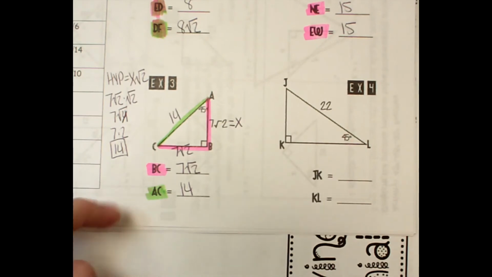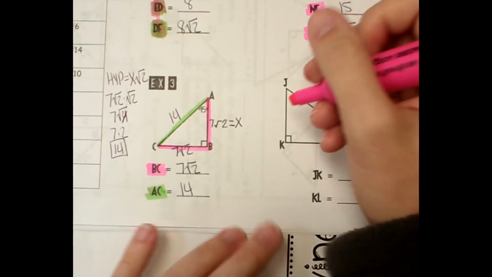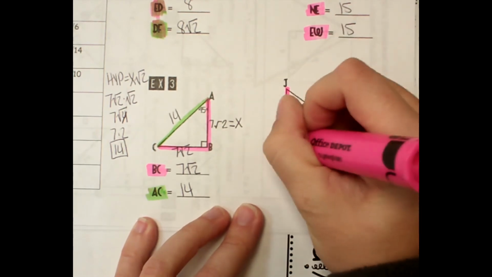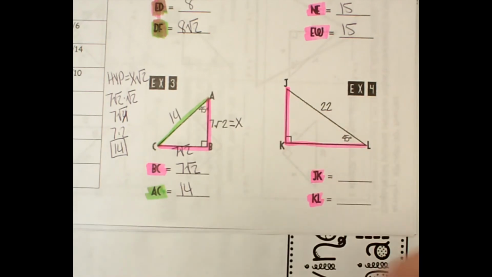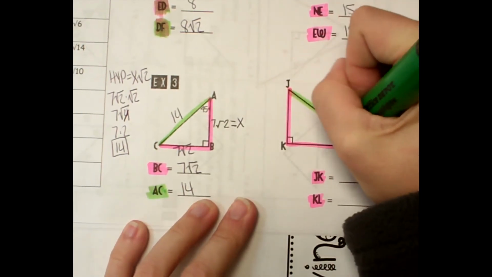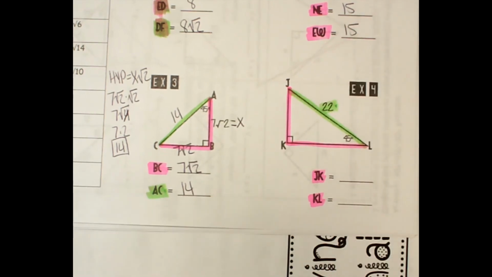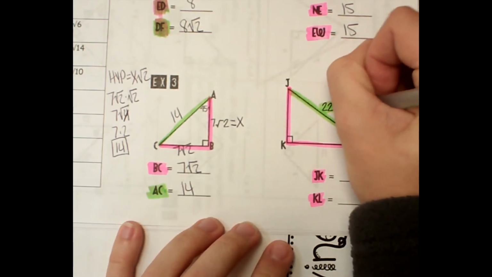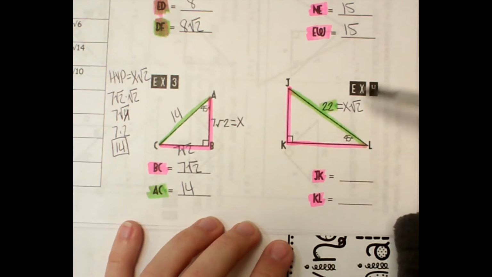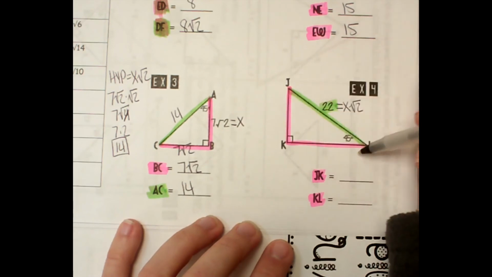Looking at example 4, our last example, my legs are JK and KL. And it looks like this time they give us the hypotenuse as 22. So they gave me a hypotenuse with a whole number. So what that means is this is the hypotenuse. It is equal to x square root of 2. Whatever all this multiplied together gives you 22. So we need to solve this equation for the x, because the x is what the legs will be.